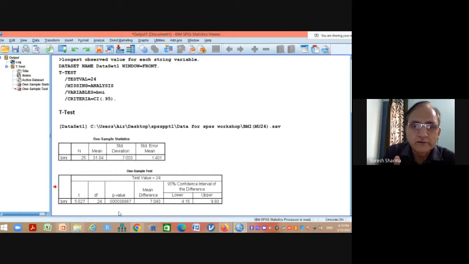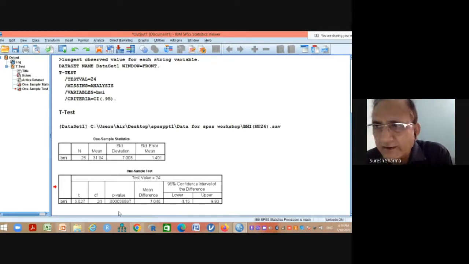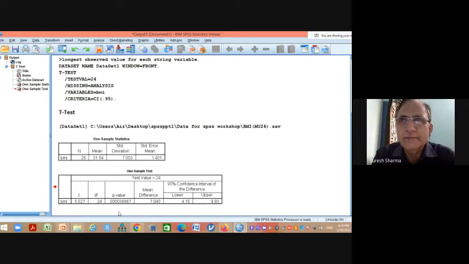Why 1? Because there will be some decimals which we truncate at 1. So we write 0.0001, right? So 0.001 is less than 0.05. Your alpha is 0.05. So what will you say? We will reject the hypothesis or we will accept the hypothesis.